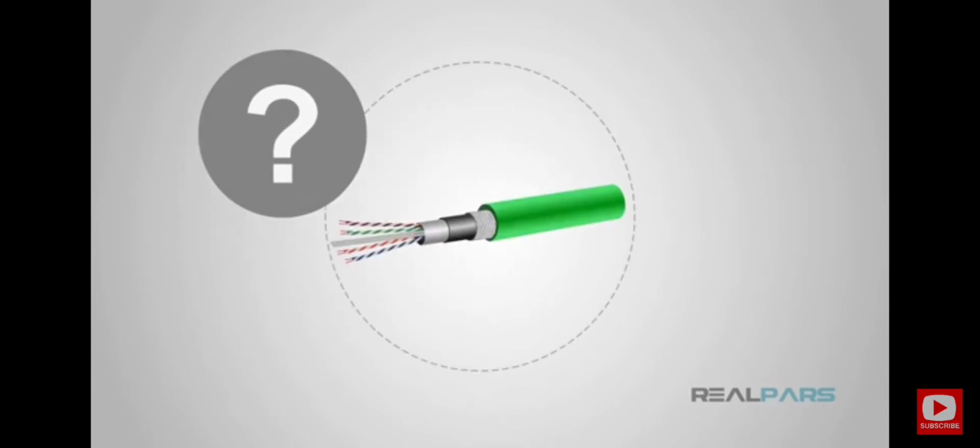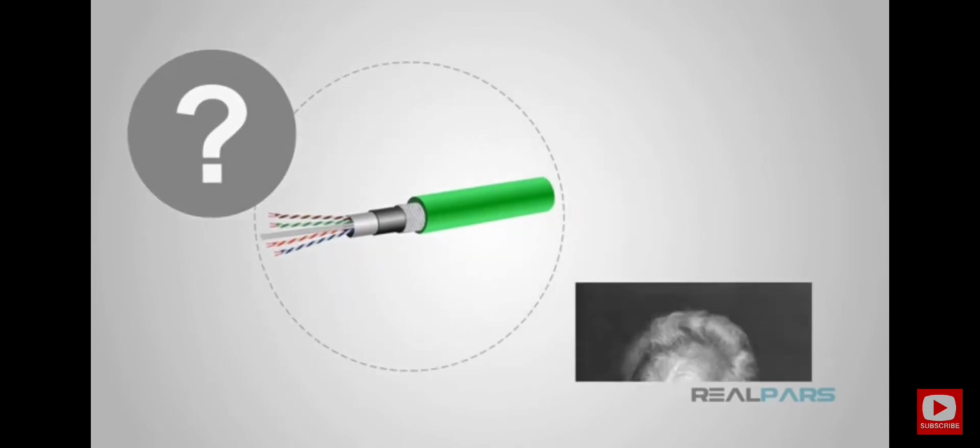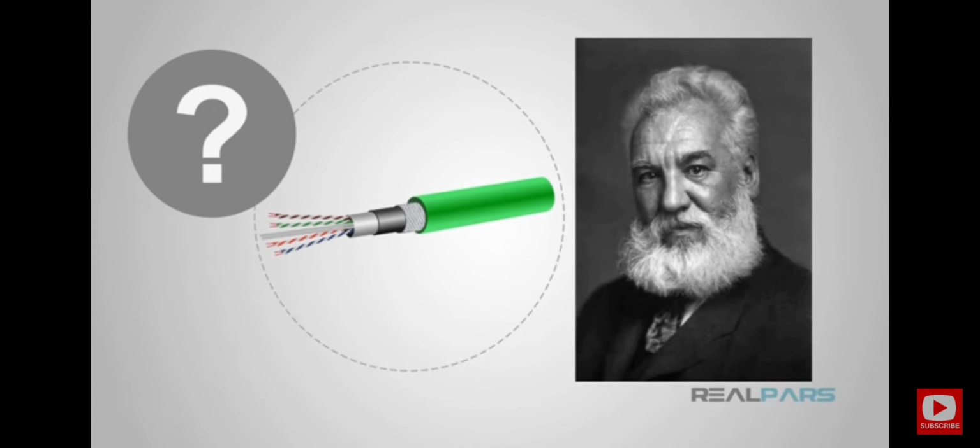Let's break for a trivia question. Who invented twisted pair wiring? Alexander Graham Bell invented twisted pair wiring in 1881.